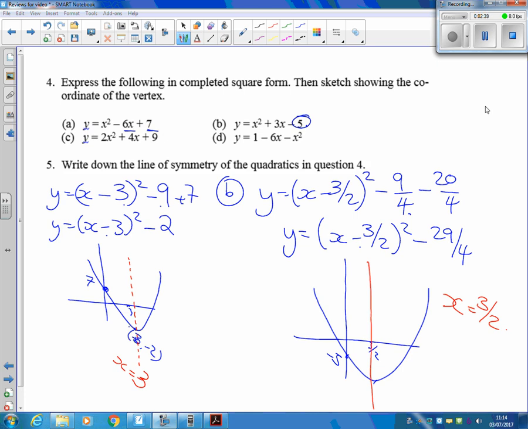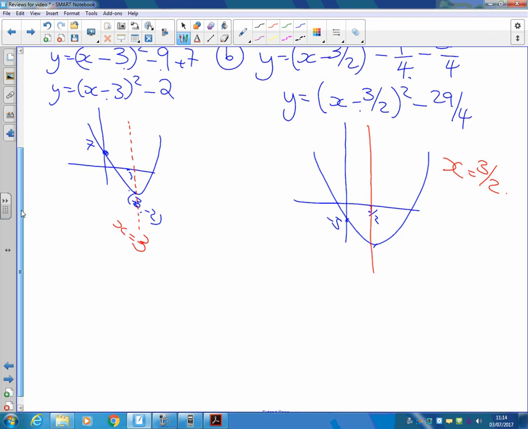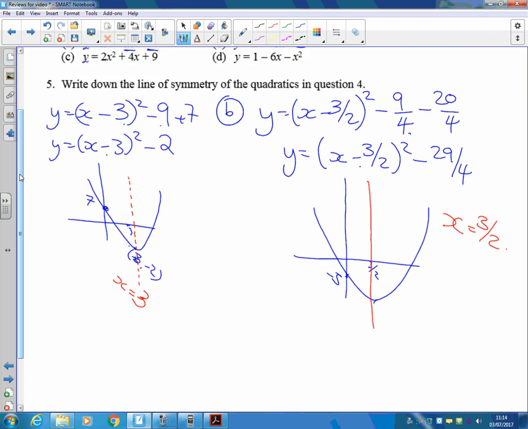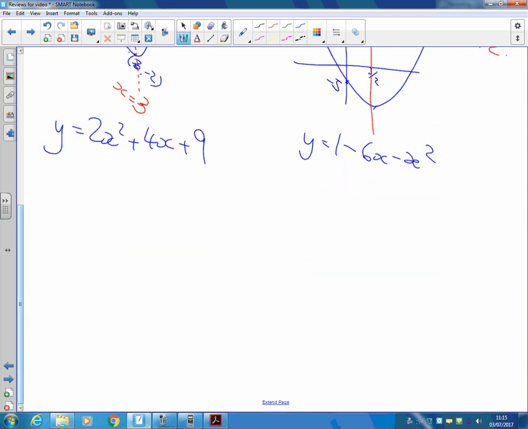Scrolling down and continuing for part C then, so what is the question? So let's write it down. Y equals 2x squared plus 4x plus 9. And the other one I've got to do down here is with the negative. So this progression, it keeps getting more difficult as we go down here.